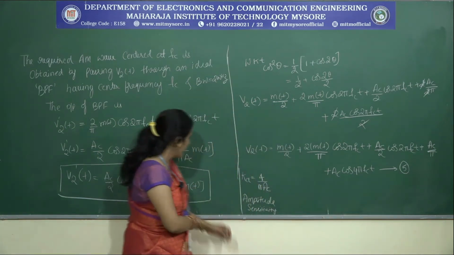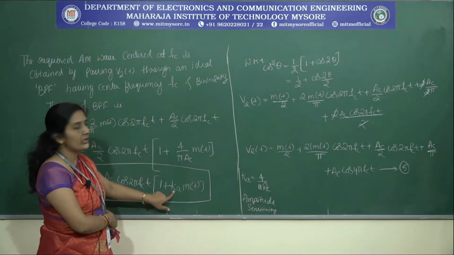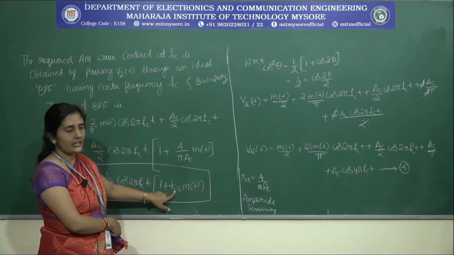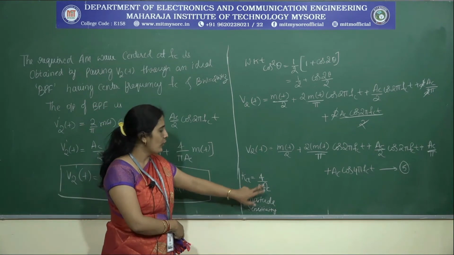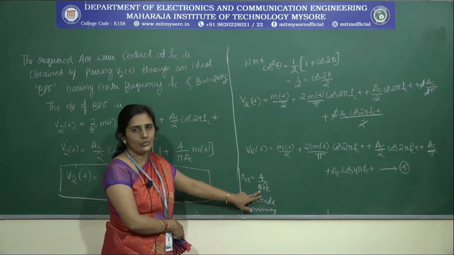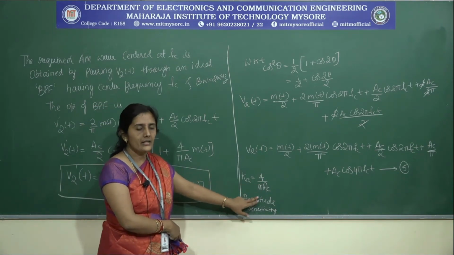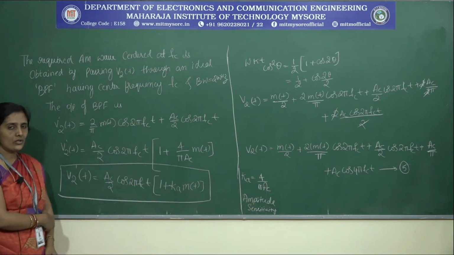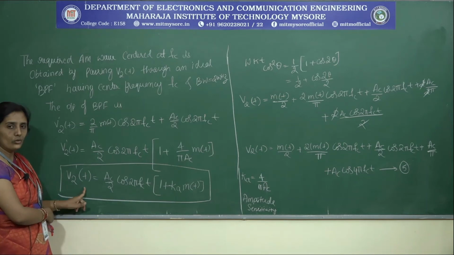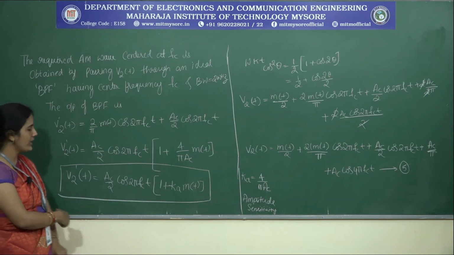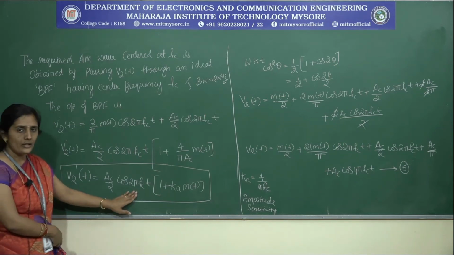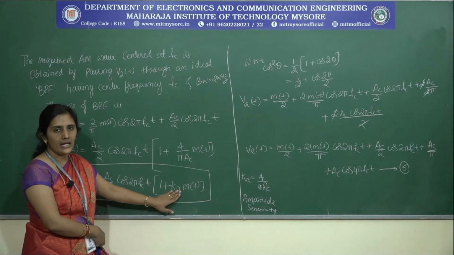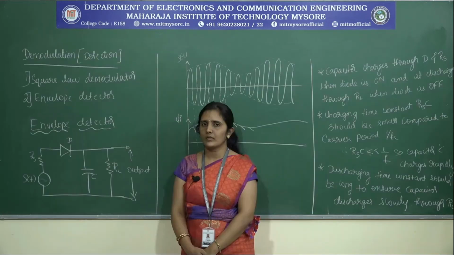Now here the Ka is nothing but the amplitude sensitivity. We are going to represent this Ka as 4 divided by pi into AC. So this is called the amplitude sensitivity. At last, the equation at the band pass filter is V2 of t is equal to AC divided by 2 cos 2 pi Fc t into 1 plus Ka into m of t.